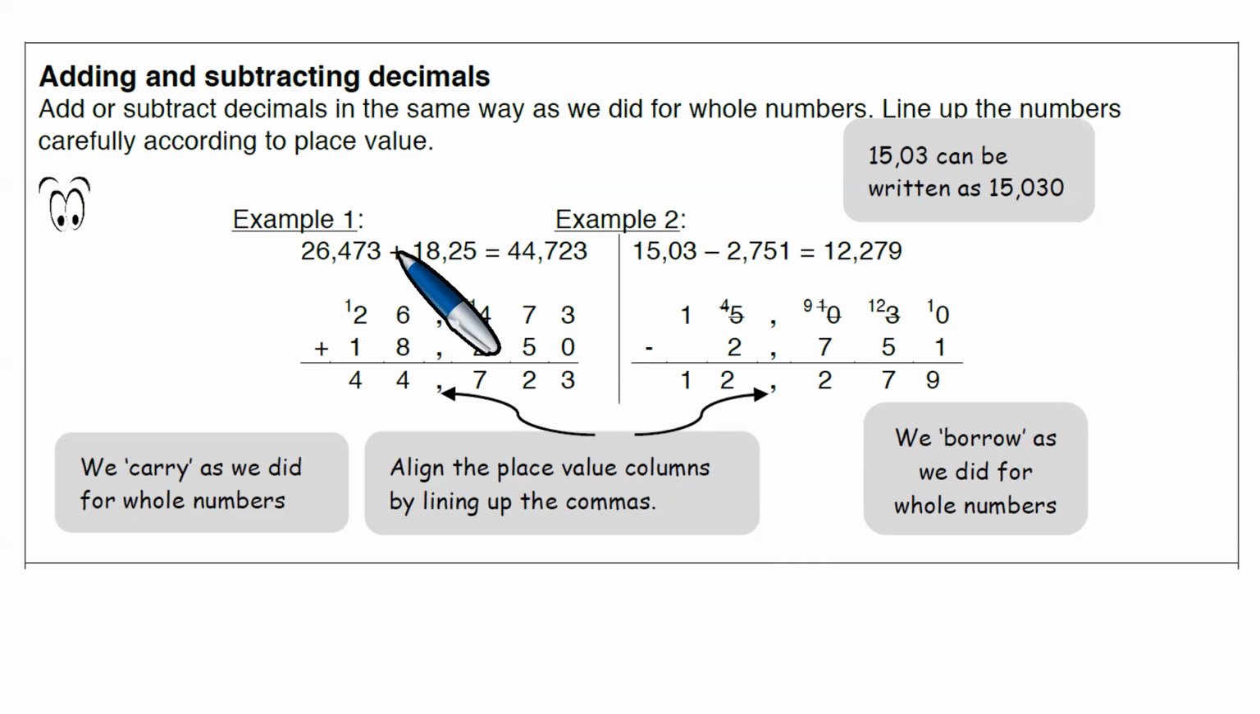We write things a little differently from the way the Americans do. We use a decimal comma, they use a decimal point. So it's strange that we write things differently. Example 1 is 26,473 and 18,25. You add the numbers up in example 1. Now you can order them like that: 26,473, and then you put the 18,25.